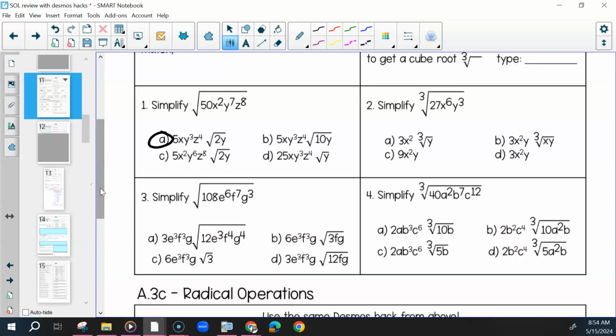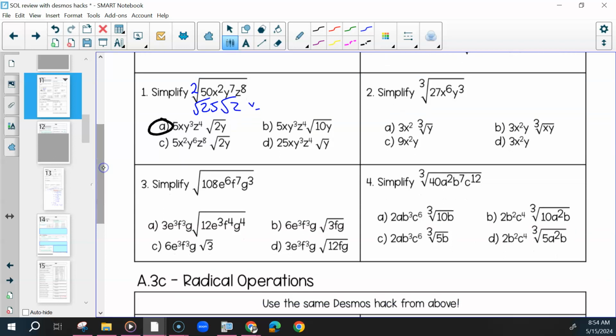If you're doing this by hand, I'm just going to use perfect squares and see how many times that index goes into each exponent. So perfect squares, I'm looking for the highest one that goes into 50. 25 works, so 25 and 2. I know 2 goes into 2 once, so that would be 1x. That gets brought out, nothing left inside. 2 goes into 7 3 times, with 3 pairs of y's coming out, and then 1 staying inside the radical. And then 2 goes into 8 4 times.